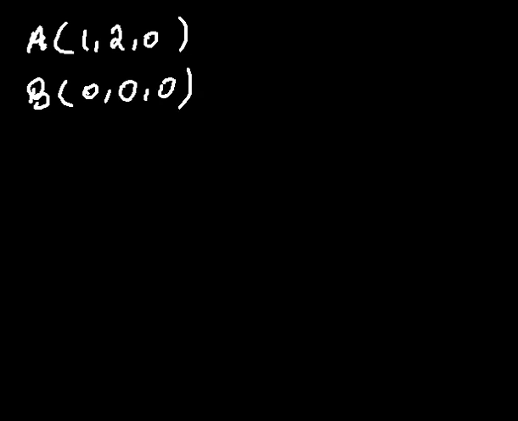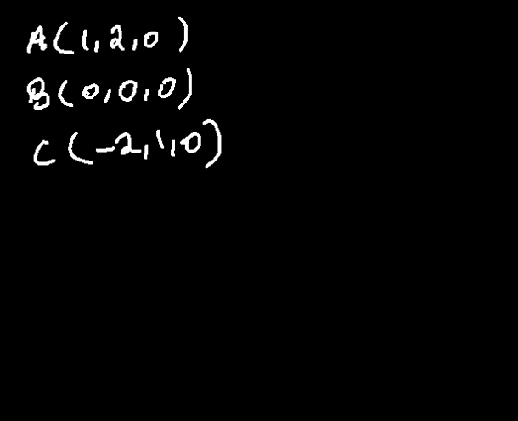Now let's assume that you are being given the vertices of a triangle. Let's say the vertices are given as a triangle ABC. Let's say point A has the coordinates 1, 2, 0, vertex B we have 0, 0, 0, and vertex C we have -2, 1, 0.